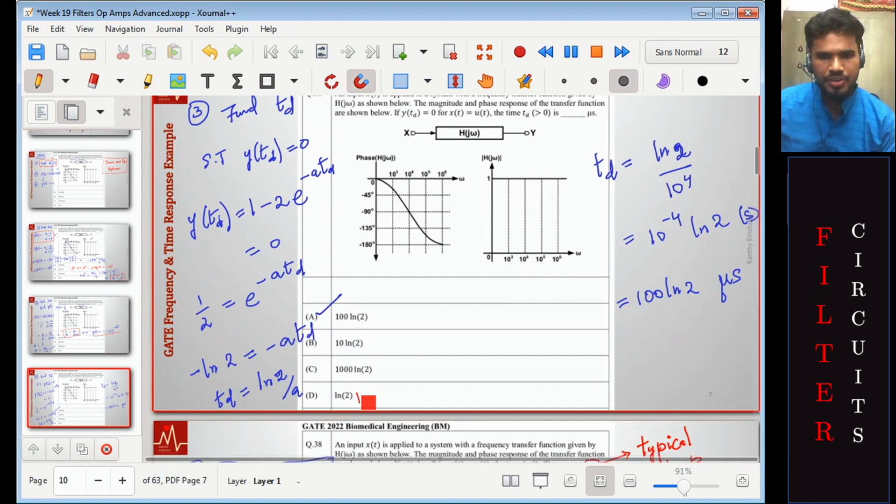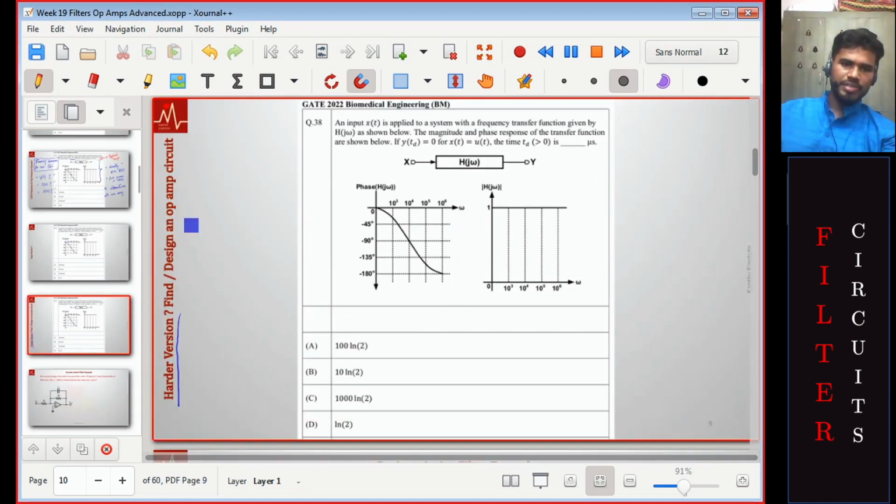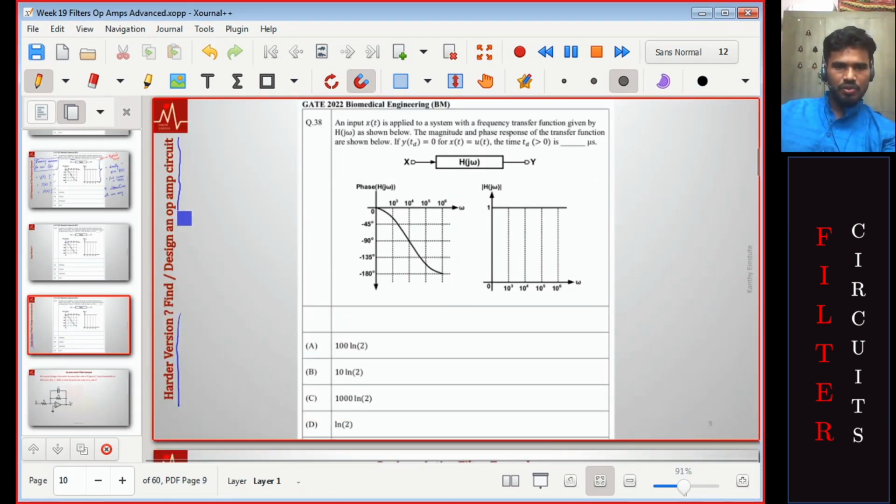Notice one more option here: if the option is 10 power minus 4, that's a trap, because we don't check the answers in seconds. We quickly think, okay, 10 power minus 4. Had D been this, that's a trap. These are the questions that I mentioned here. Can we actually design op-amp circuits for various things?